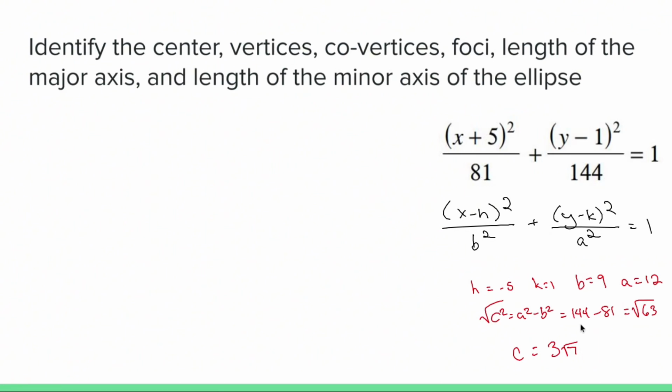All right. Now with all that information, we can go over here and state the center, vertices, covertices, foci, length of the major axis, and length of the minor axis. When you are dealing with this form, the center is going to be (h, k). So in our case, the center is going to be (negative 5, 1).